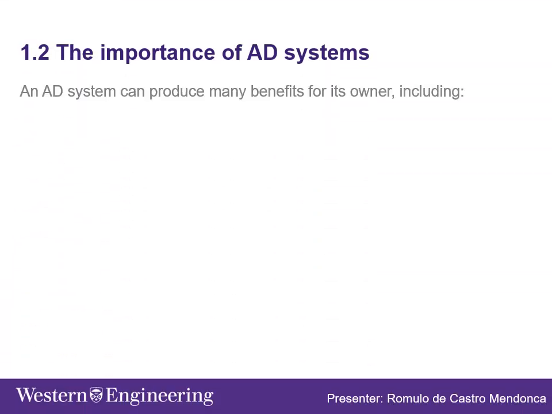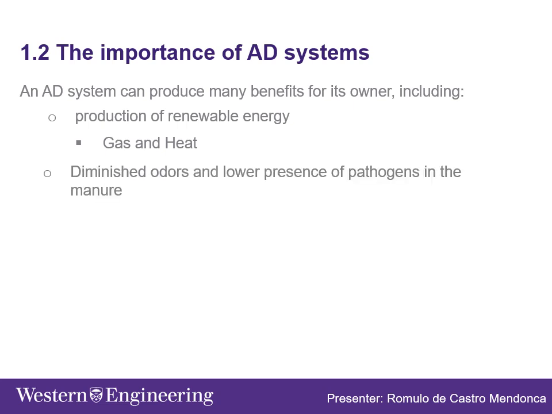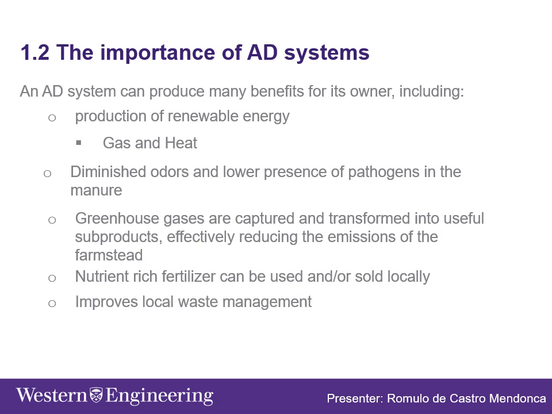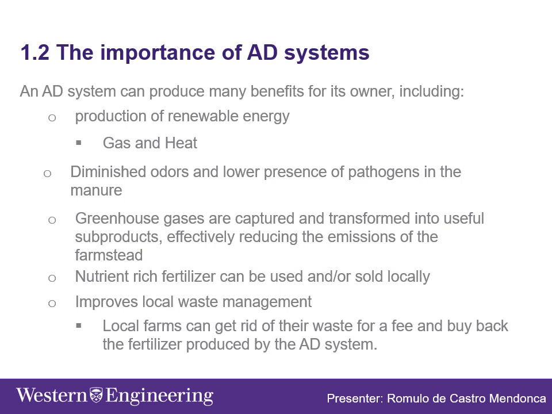The importance of AD systems. An AD system can produce many benefits for the owner, including production of renewable energy, such as gas and heat, diminished odors and lower presence of pathogens in the manure. Greenhouse gases are also captured and transformed into useful subproducts, effectively reducing the emissions of the farmstead. Nutrient-rich fertilizer can then be used and/or sold locally. This also improves local waste management.